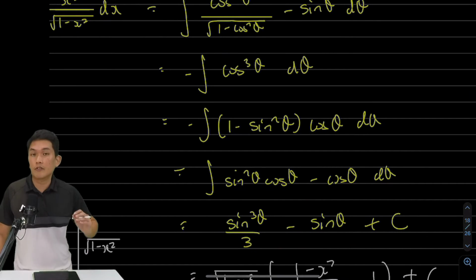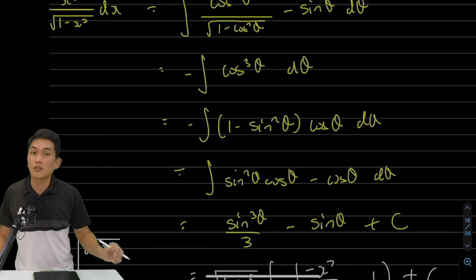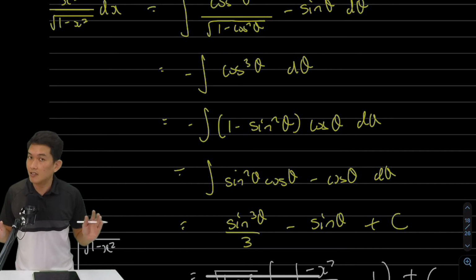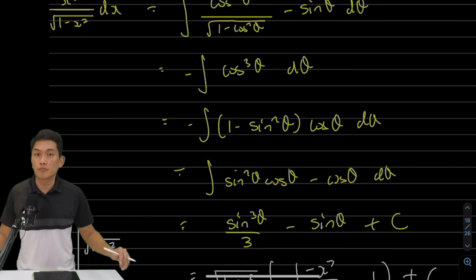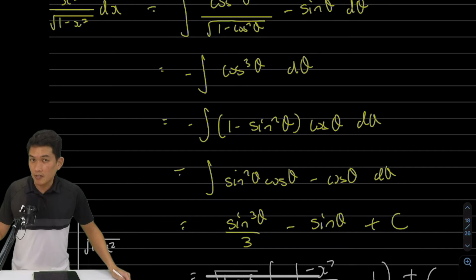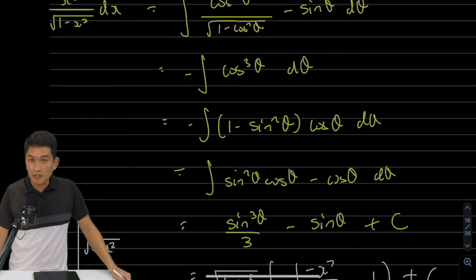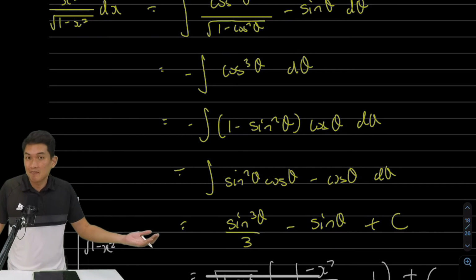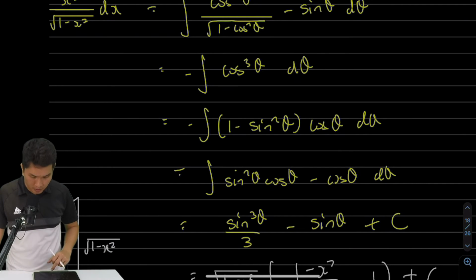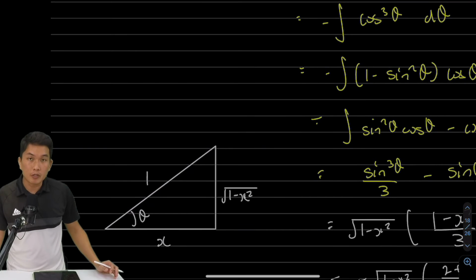But this is not the final answer, because remember we're solving the integral for x, not theta. So let's do a substitution back to x. Now the problem is, I know x equals cosine theta. What is sine theta supposed to be? That's where you go back to your secondary school tool, trigonometric ratios.